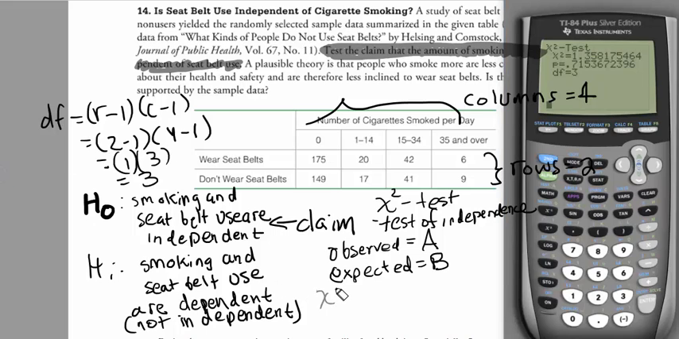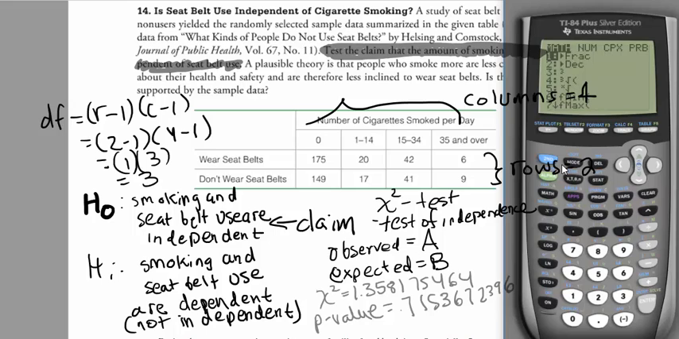We have the chi-squared value is 1.358175464, and the p-value is 0.7153672396. So I'm going to minimize. Oh, by the way, if you ever need the expected frequencies, you can go into second matrix, and then go down to B and hit enter and enter again, and these will be all of the expected counts or the expected frequencies.